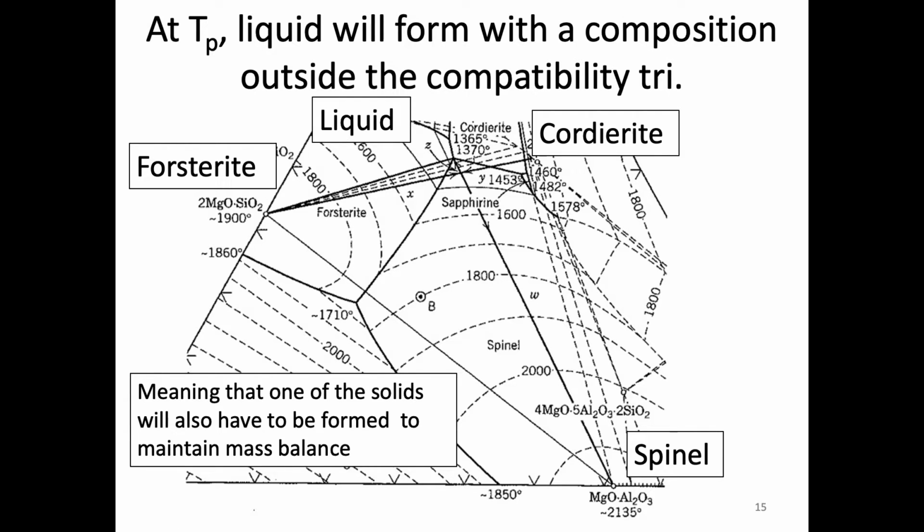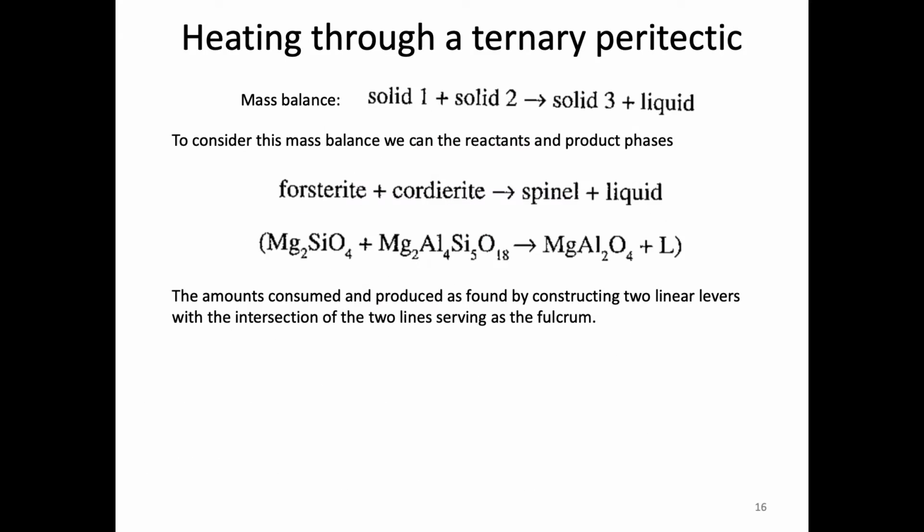In this case, we're going to talk about what I just showed up here with these lines in a second, but we're going to see that spinel is the other solid that we produce along with the liquid. So this is our very general reaction, right? Solid 1 and solid 2 are consumed to create solid 3 and liquid. In this case, that means that we consume forsterite and cordierite, and we make spinel and liquid above the peritectic reaction. We're going to talk about how specifically we get these two on the reactant side and these two on the product side, because this isn't super obvious.